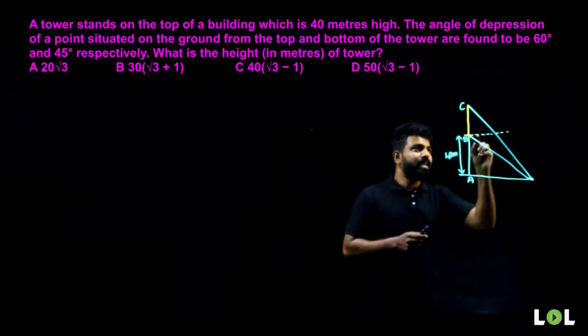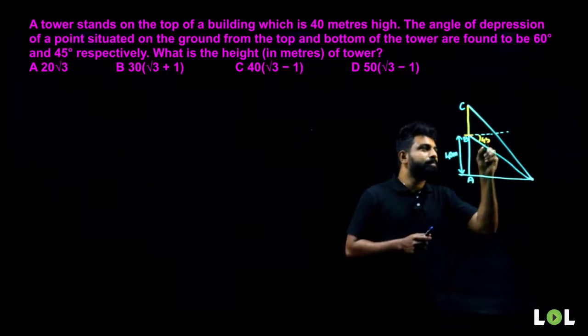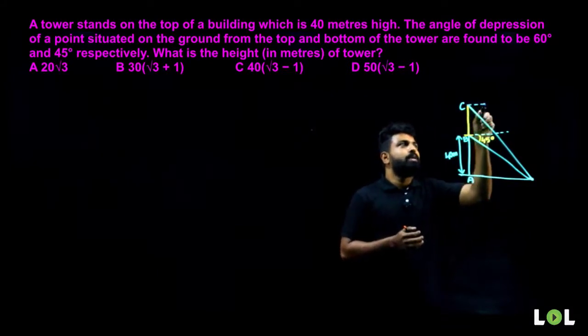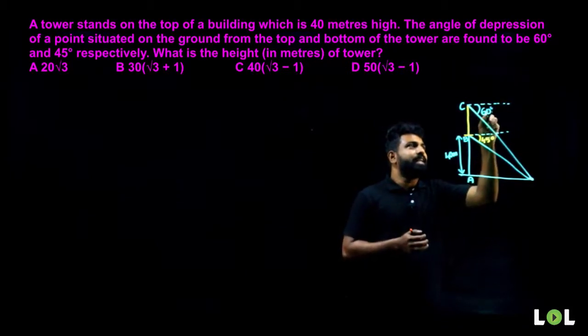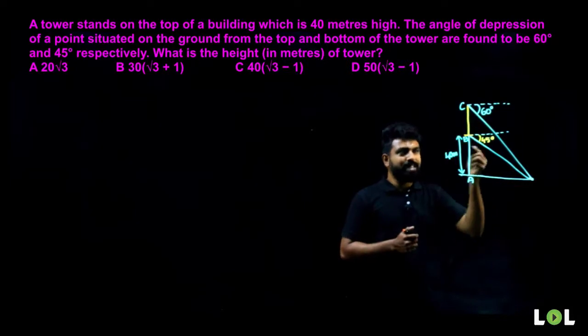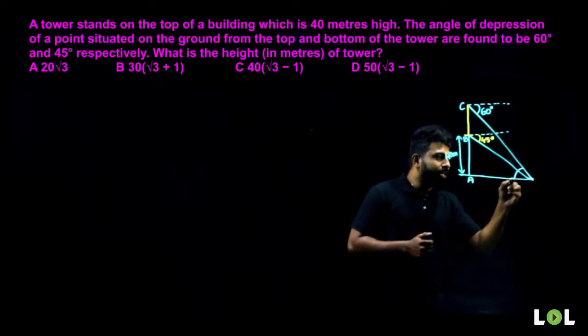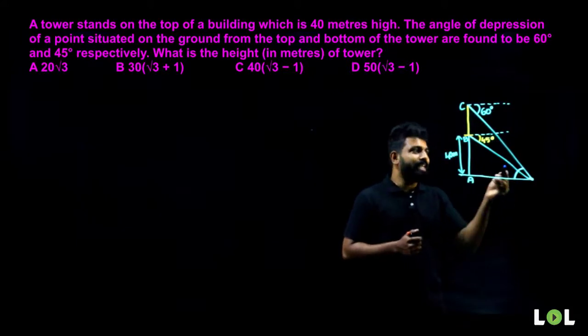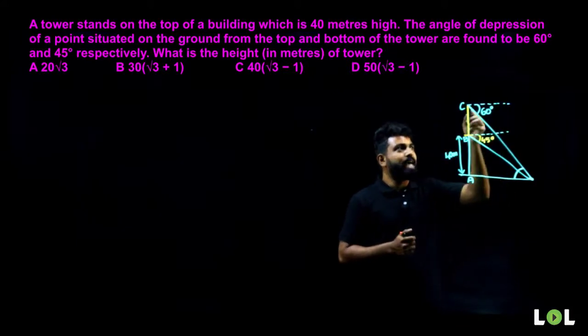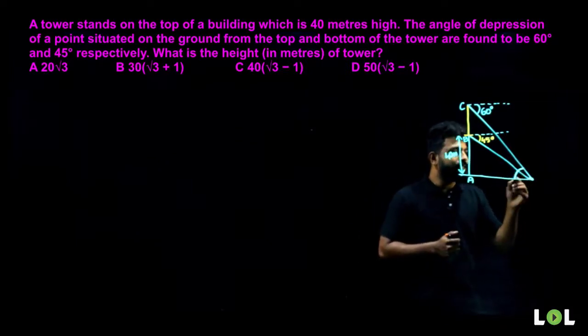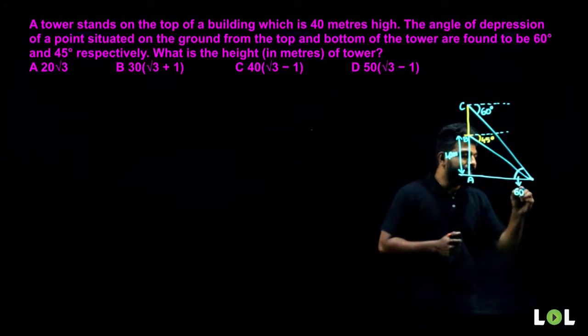So this angle here is 45 degrees. And this angle, you should draw horizontal here, and this angle here is 60 degrees. If these two are 60 and 45, what will these be? This top entire angle here will be how much? It will be 60 degrees. Why is it? Because they are alternate angles. So in geometry, alternate angles are equal. So this entire angle here is 60 degrees.